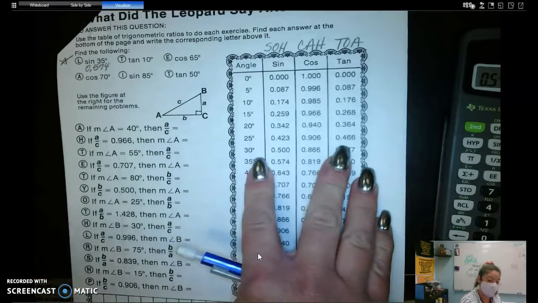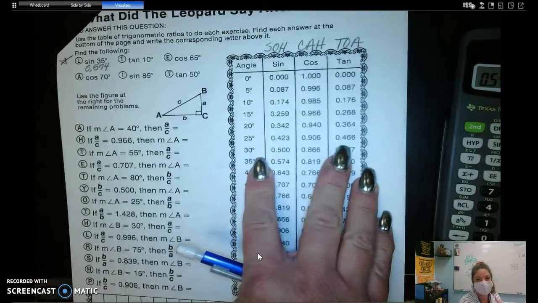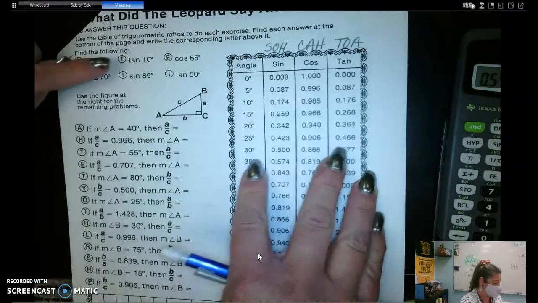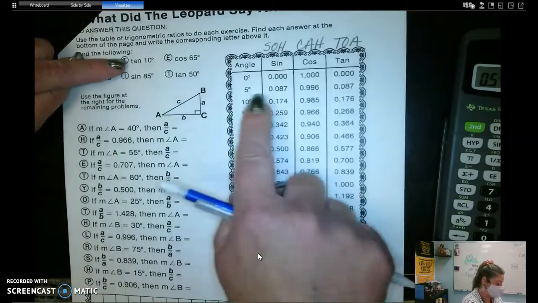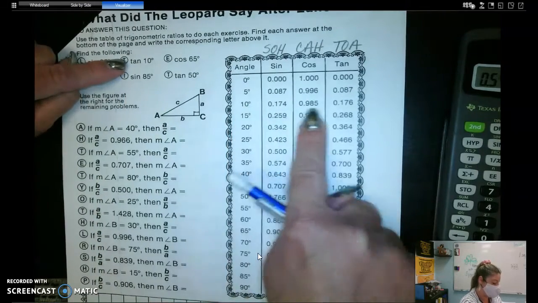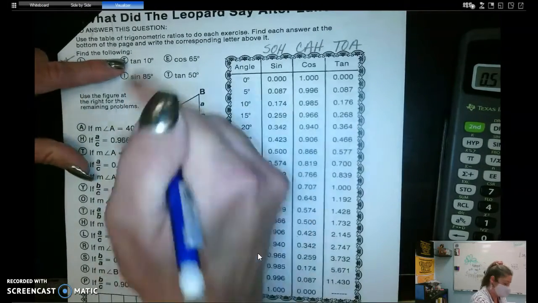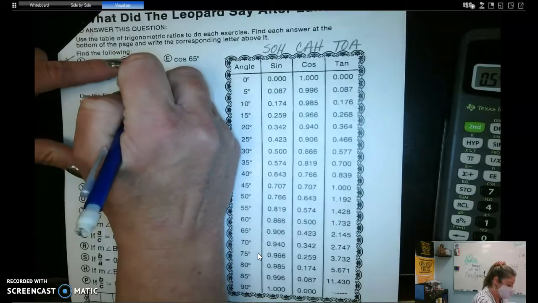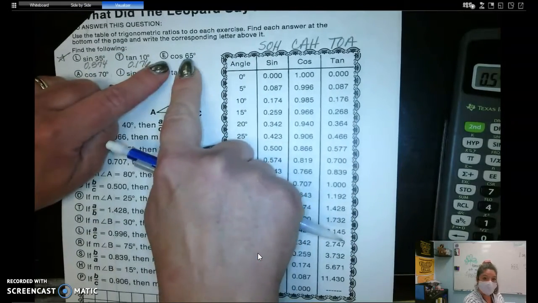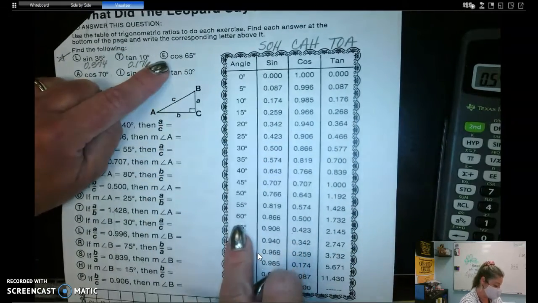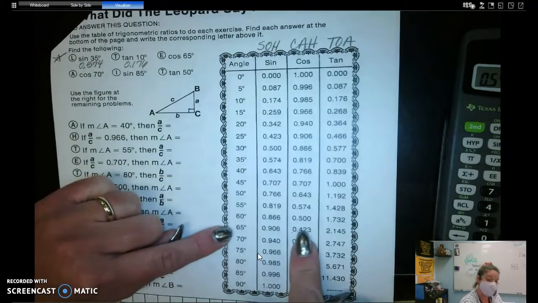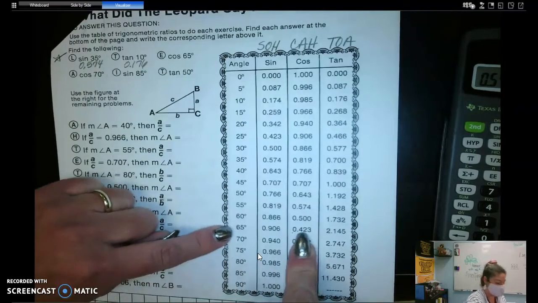Okay, I'm going to use the chart from now on just because it's a little bit easier and faster for me. So let's go do the tangent of 10. So I'm going to go to 10 degrees and go all the way over to the tangent. So 0.176. Cosine of 65, go down to 65 and make sure that you go to the cosine column. So 0.423.